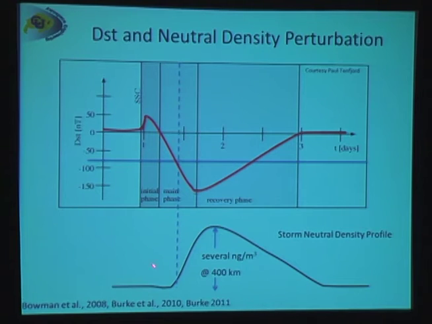What happens is, with some time delay, we get an upheaval in the neutral density profile in a global sense. And the amount is several nanograms per meter cubed at 400 kilometers. So you might think, and this is what Space Command thought, that if this index goes more negative, this rise in neutral density in a global sense should be higher.